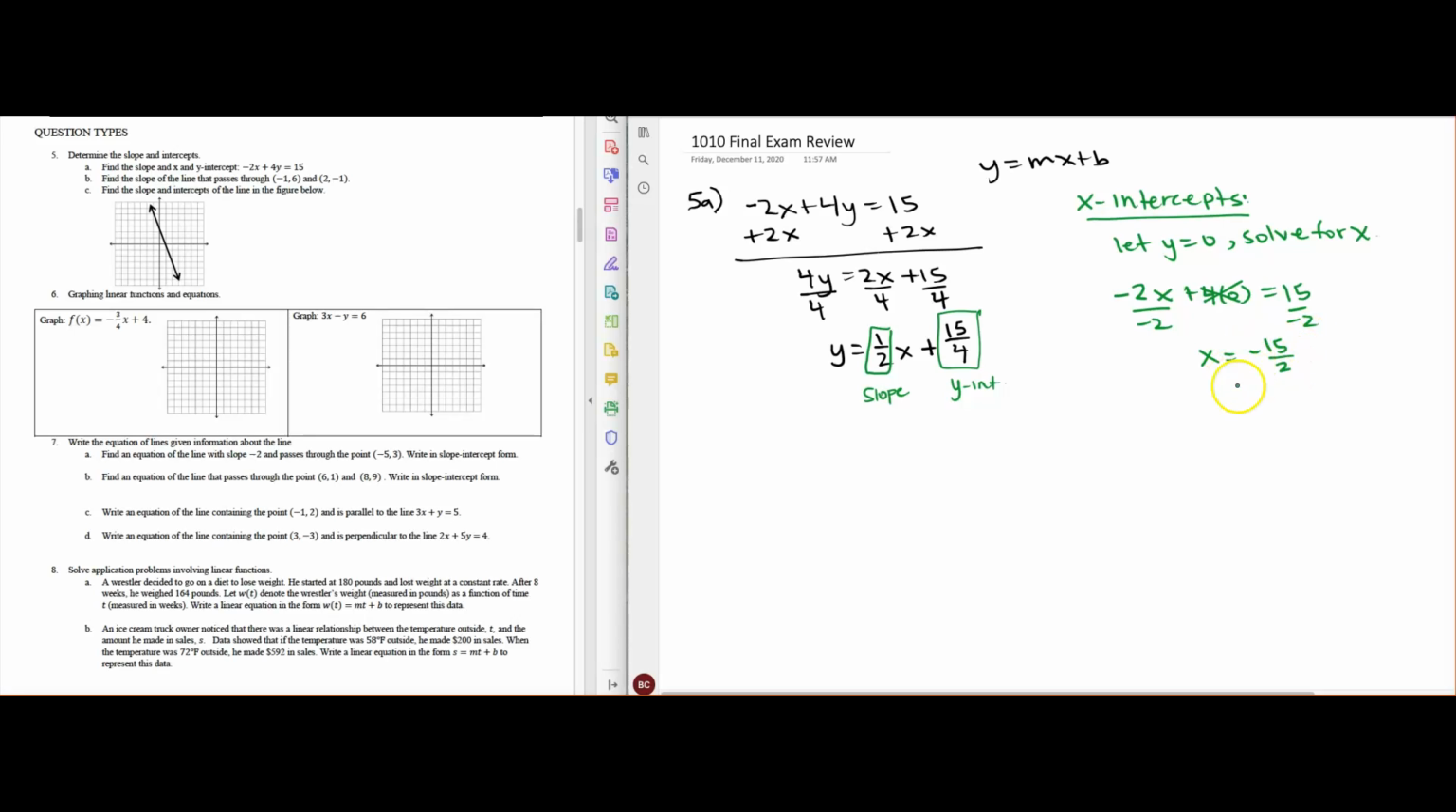So this is my x-intercept, but I want to make sure you remember to write these down as ordered pairs when we're talking about x-intercepts or y-intercepts. When y is 0, we found x to be negative 15 halves. Here, when x is 0, then y is 15 fourths. Make sure you know how to write those as points also, because x-intercepts and y-intercepts are points on the graph.